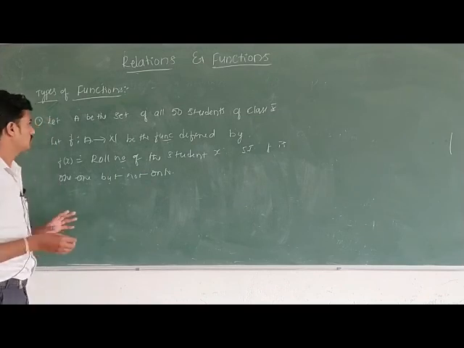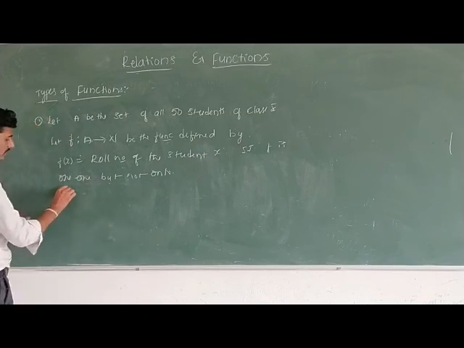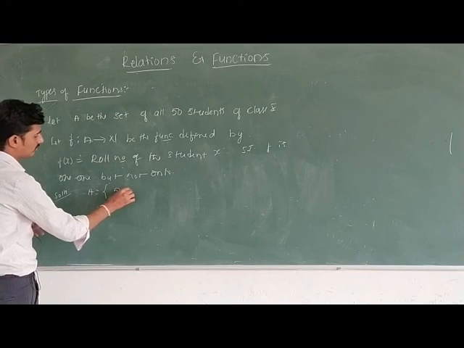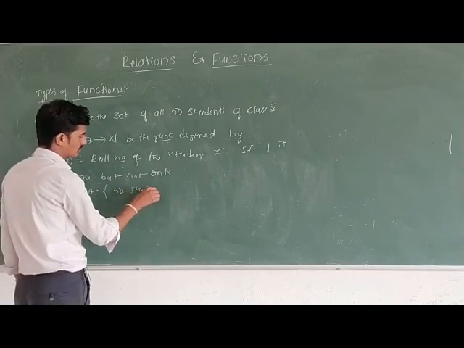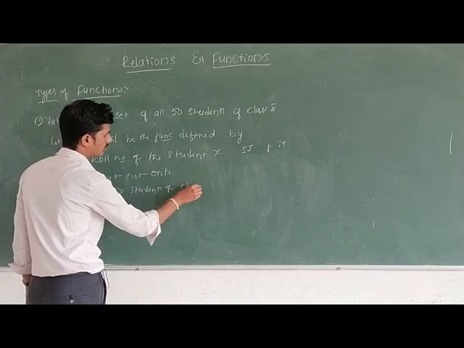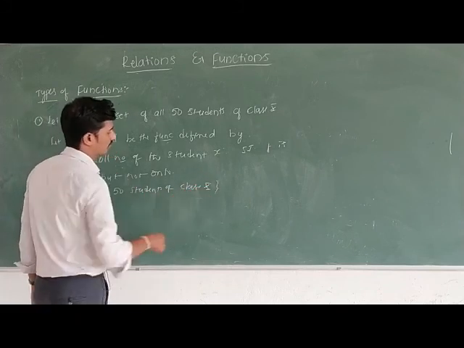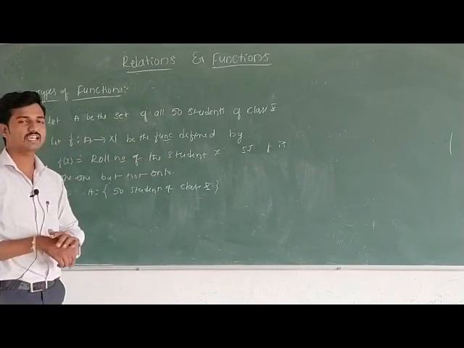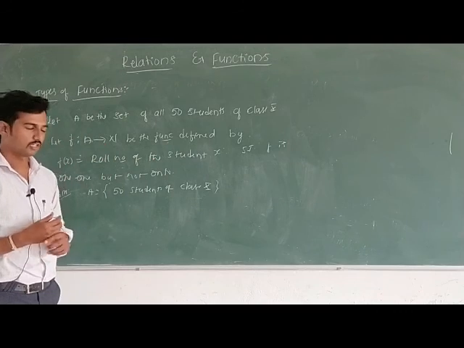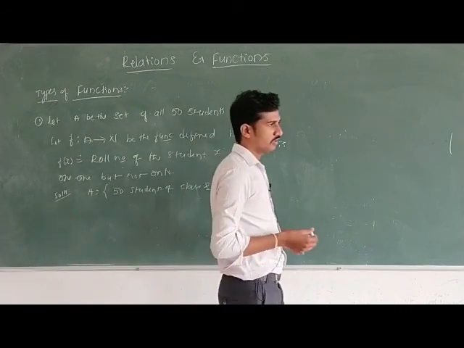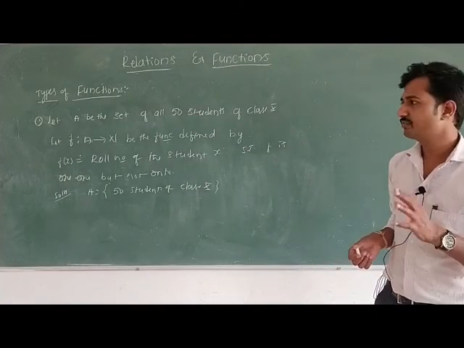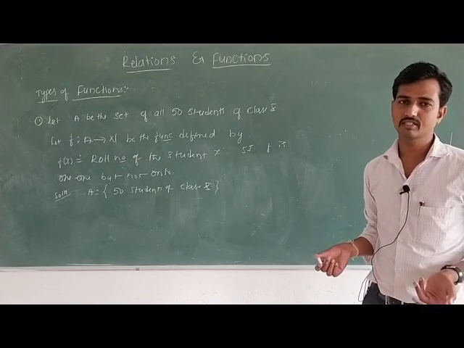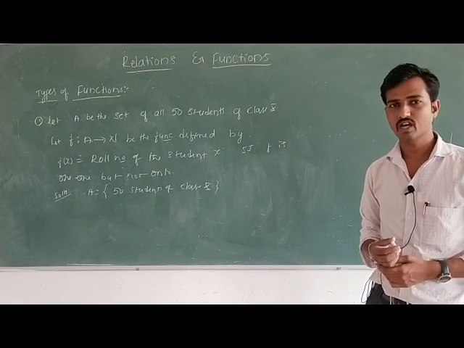Do you understand? So now the solution. Here the given set A is the set of all 50 students of class 10 in a school, isn't it? And the function is defined like this: f of x is equal to the roll number of the student x. So we know the definition of a 1-1 function: in a simple way, we can say if different elements of set A have different images, then that function is called a 1-1 function or an injective function.